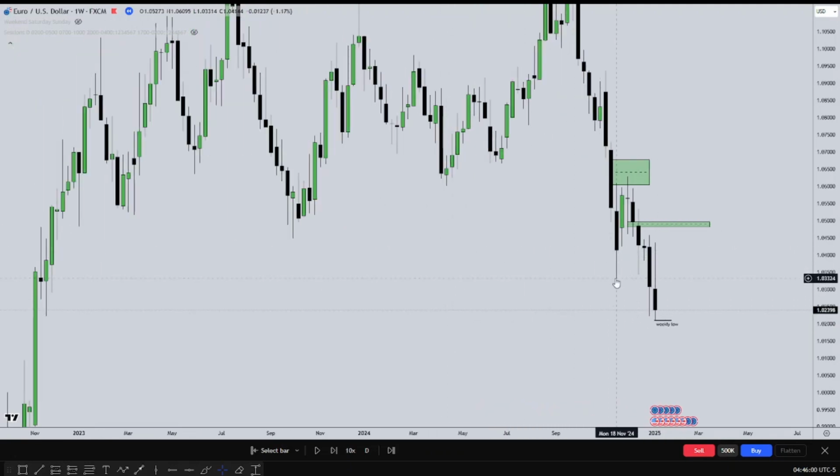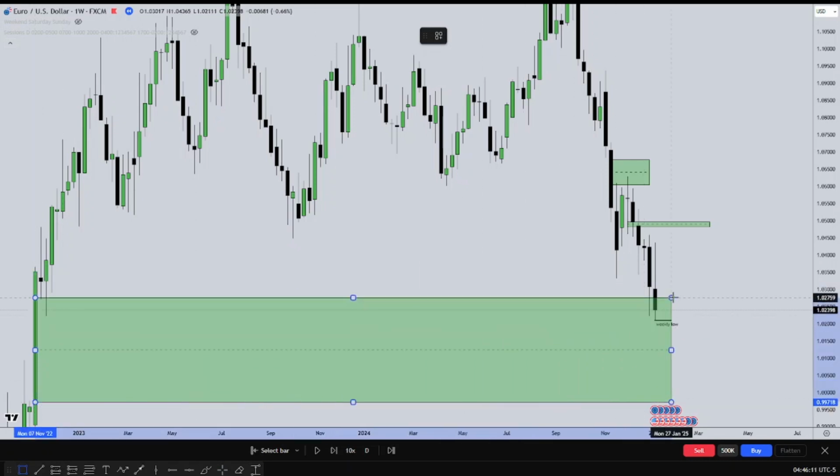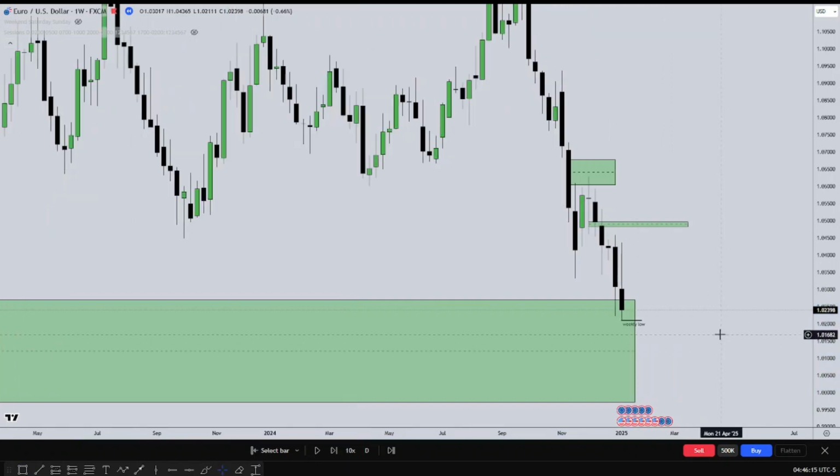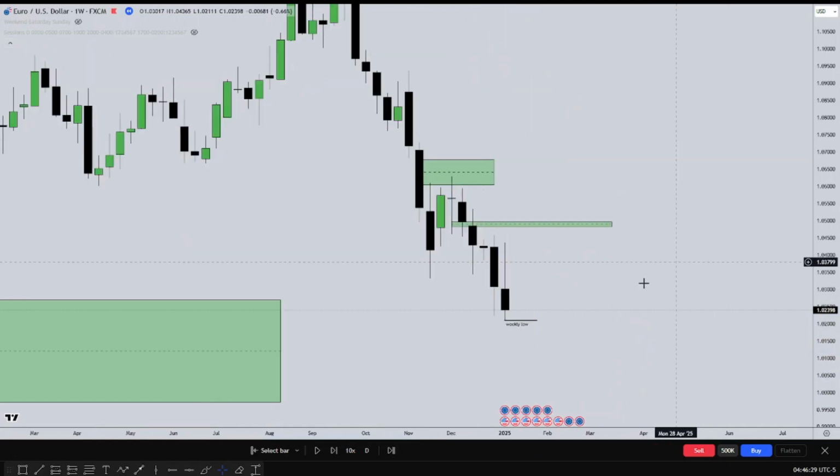Price took out sell side liquidity, and price is currently at this fair value gap from the weekly. Price is at the fair value gap. Now, trading a counter trend, if price were to do a retracement back to this reference point, what are the characteristics of price for it to lead to higher prices? Because this is trading against the underlying bias.